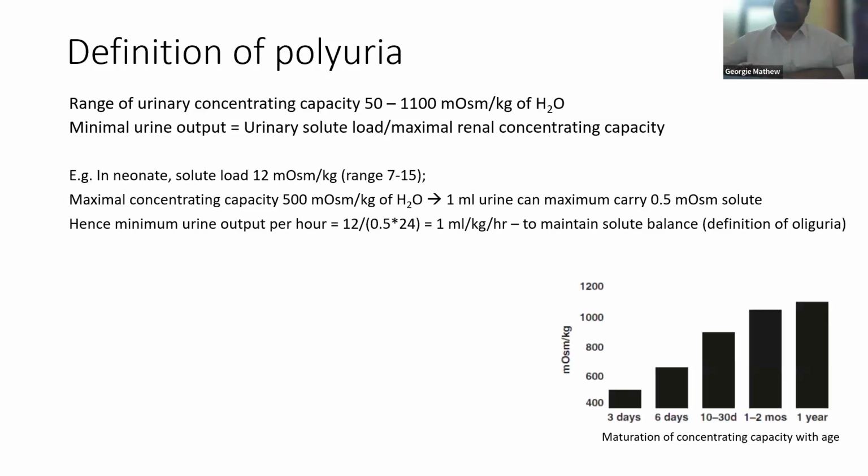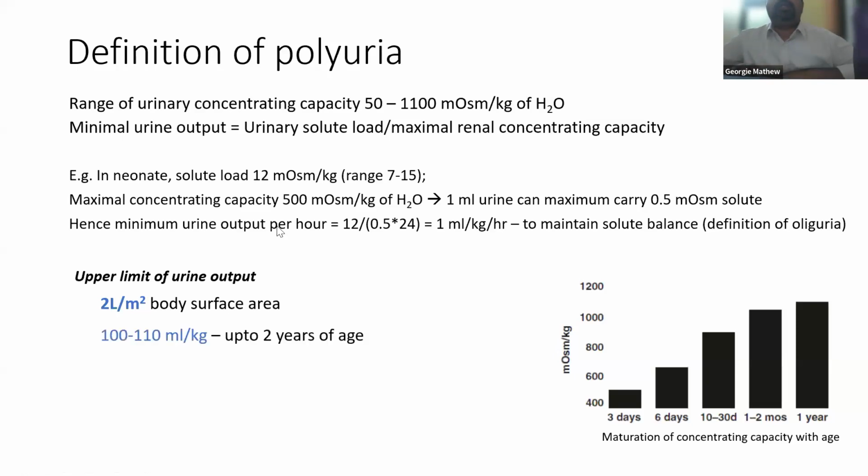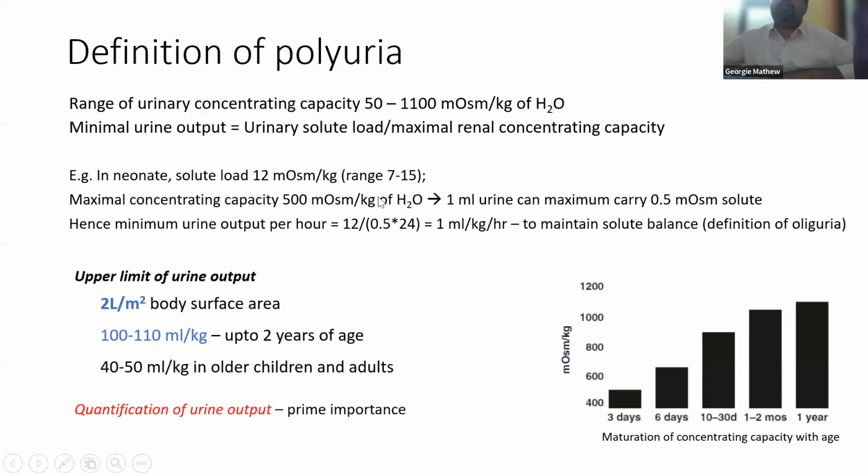Just wanted to show you the concentrating capacity maturation with age, which increases from about 500 milliosmoles per kg to up to 1,200 to 1,400 milliosmoles per kg at 2 years when renal maturation occurs. If you calculate this to the upper limit, it will come to about 2 liters per meter square body surface area, about 3 liters as an absolute value in adults. In smaller children, 100 to 110 mils per kg up to 2 years, and in bigger children, 40 to 50 mils per kg in older children and adults.